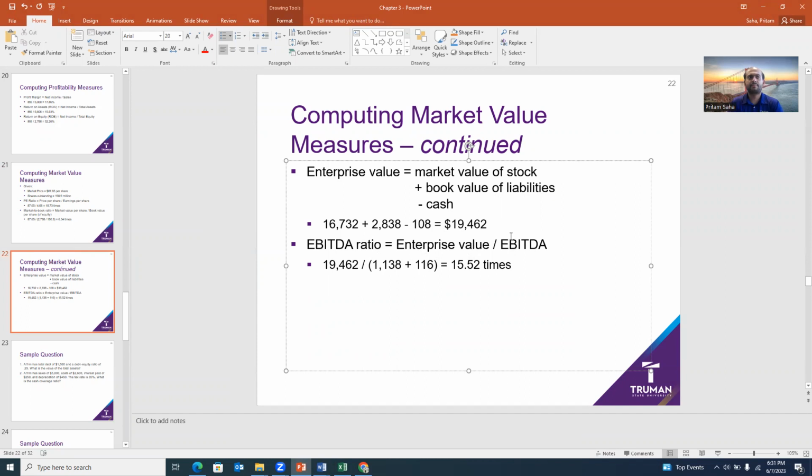So EBITDA is a proxy of operating profit, okay? You can say: to generate $1 of operating profit, how much are you investing in the firm? So that's basically the firm value. Similar interpretation to the price to earnings ratio. These are two used proxies to measure market value, but price to earnings is the most widely used if earnings is not negative. So that's the key concept.